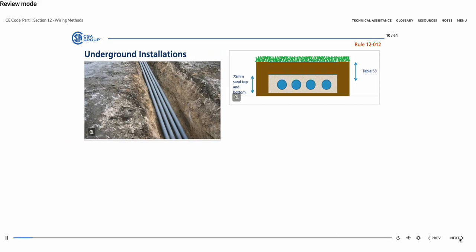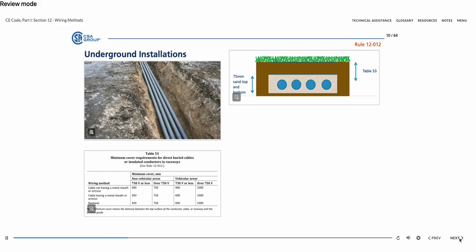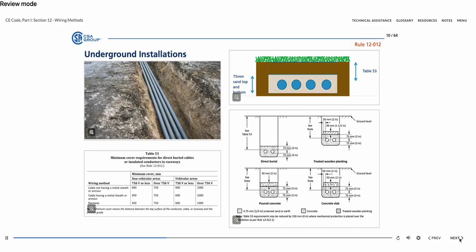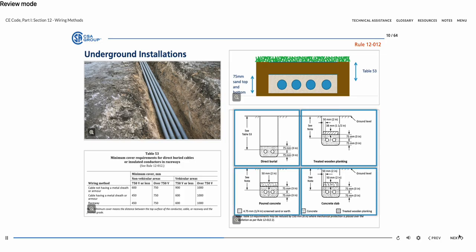When performing underground installations, there are requirements for how deep the cables and raceways must be. In order to protect electrical equipment from damage due to traffic, Canadian climate, and frost damage, these requirements are outlined in Table 53. Figure 12-2 reviews the installation methods for direct burial, treated wooden planking, poured concrete, and concrete slab.